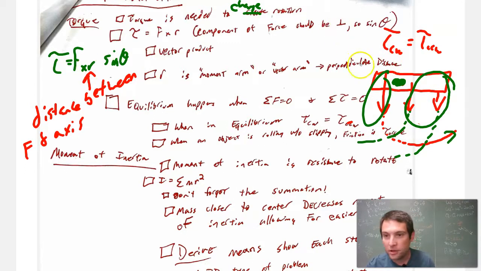Torque equals Fr, so it would be whatever force times the separation distance. And remember, this is the distance between the force acting and the pivot point. Don't let that trip you up.